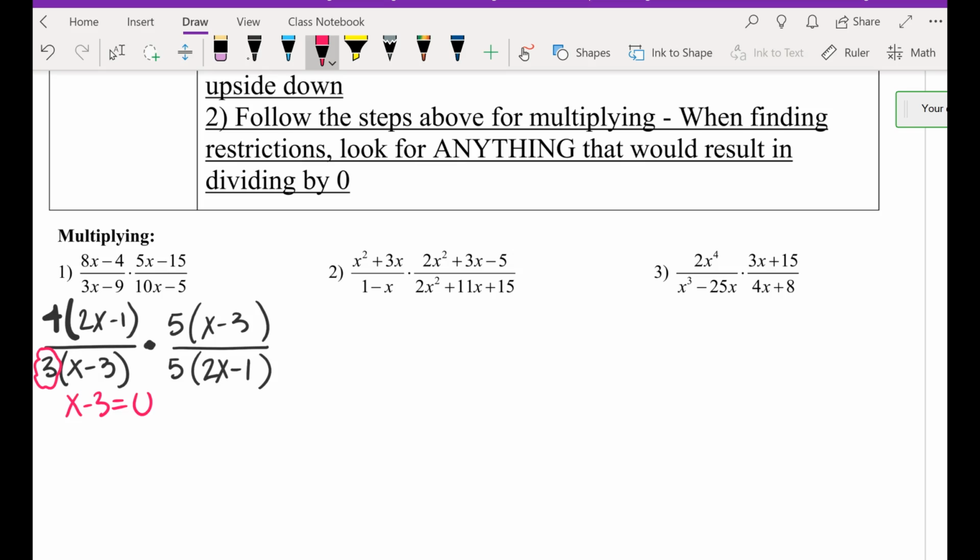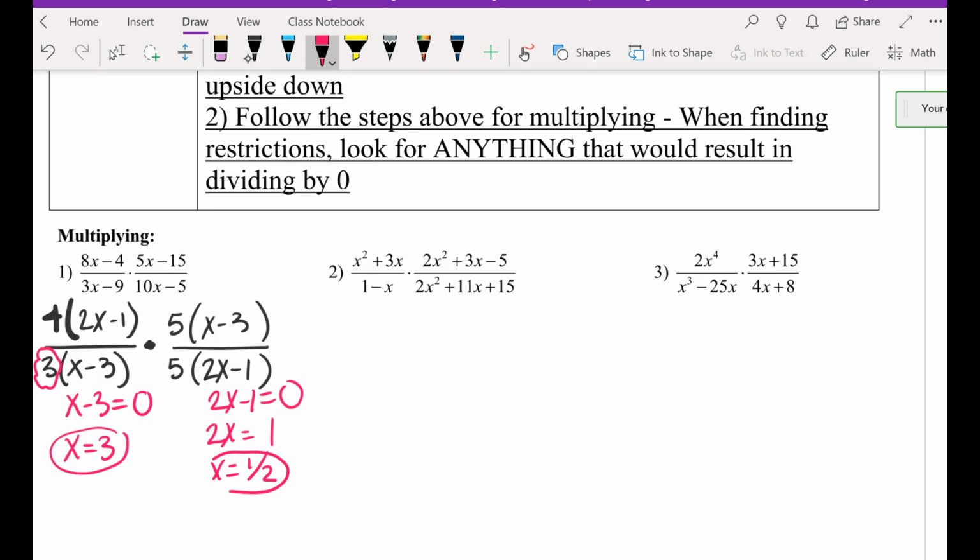Yeah, the 3 is never going to be 0, so I don't have to worry about constants, okay? So the first restriction is at 3. Then the other side, do I need to worry about the 5 in the bottom? Nope. I'm going to take 2x minus 1 equals 0. Move the 1 to the other side. So 2x equals 1. Divide both sides by 2. So the second restriction is at a half.